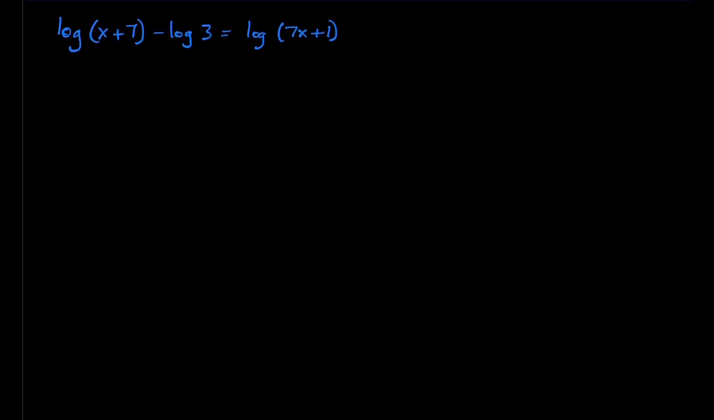So what I was saying is that they all have the same base. That's the first thing you check. The first thing you want to check is that these all have the same base, and then you can see if you can combine them. And they all have the same base because if you don't see a number, that means it's 10 automatically.